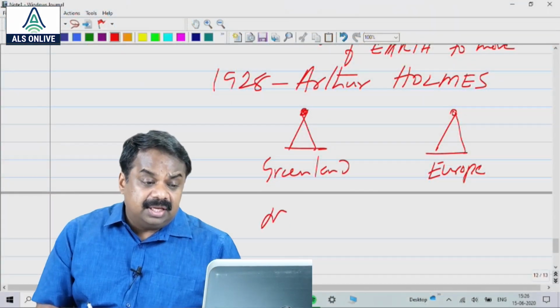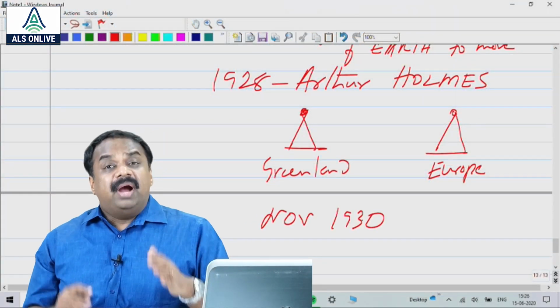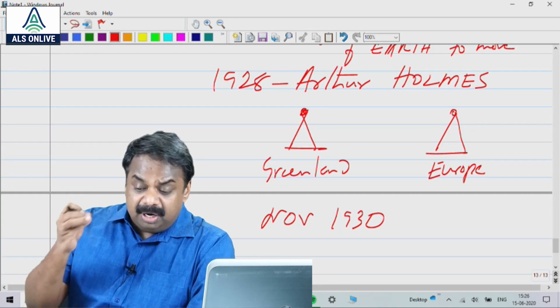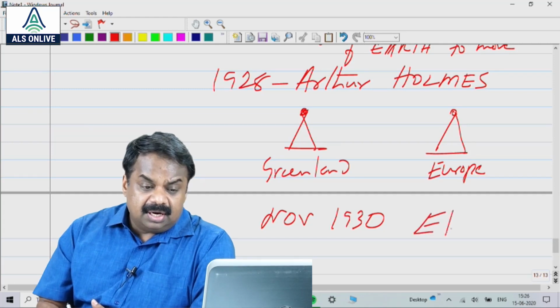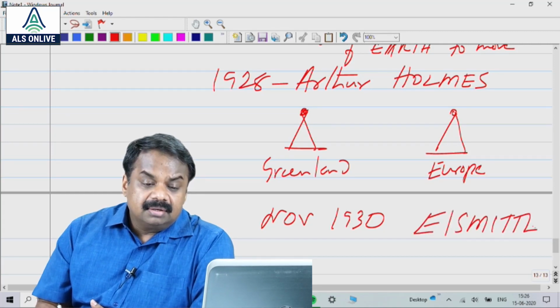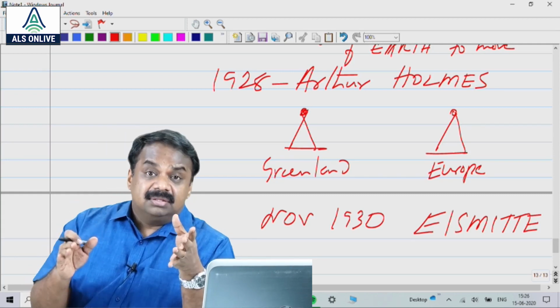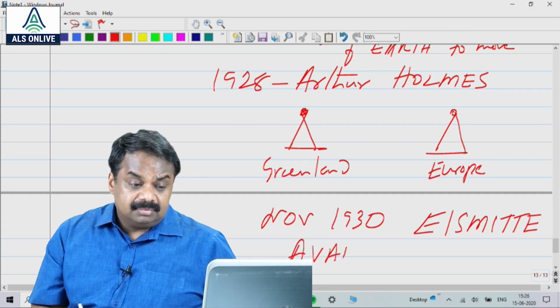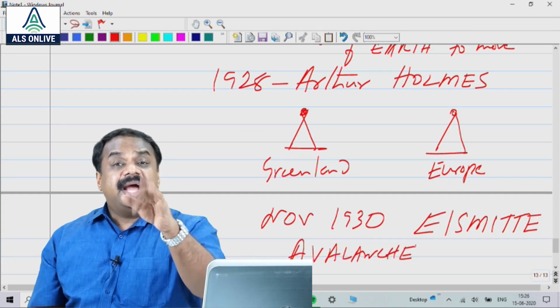In one of the expeditions, the third expedition to Greenland, he was also studying as a climatologist. He did not have the idea of jet streams at that time, so he wanted to study the upper atmospheric wind movements also. So he was trying to understand this also, along with the distance between the two points. In the third expedition in November 1930, while traveling back from the mountain peak called Eismitte, E-I-S-M-I-T-T-E, to the base camp, they met with an accident, an avalanche, an ice slide, and Wegener died in that avalanche.